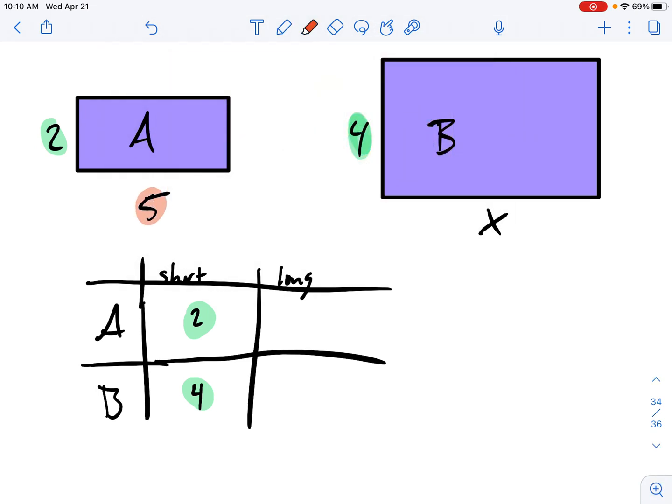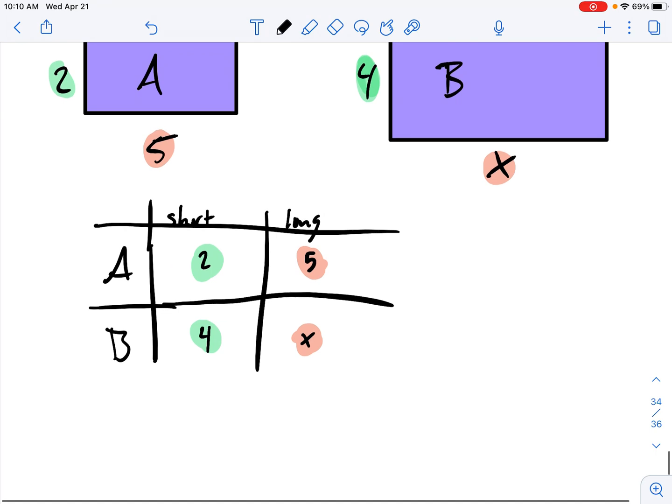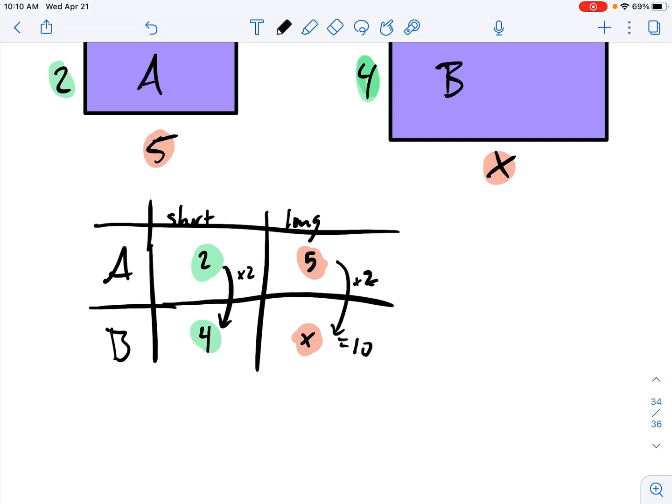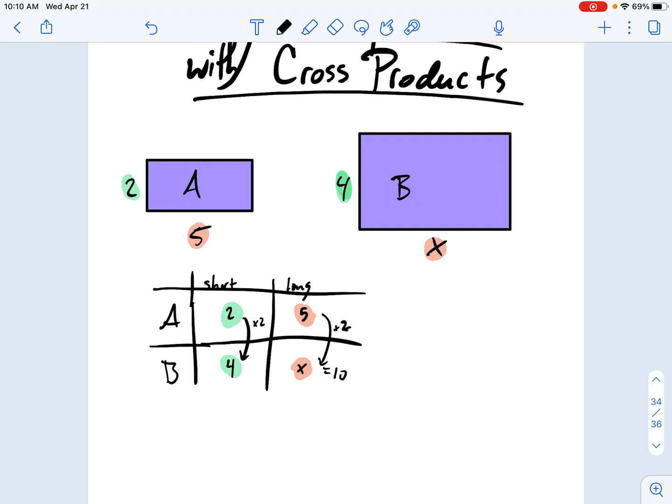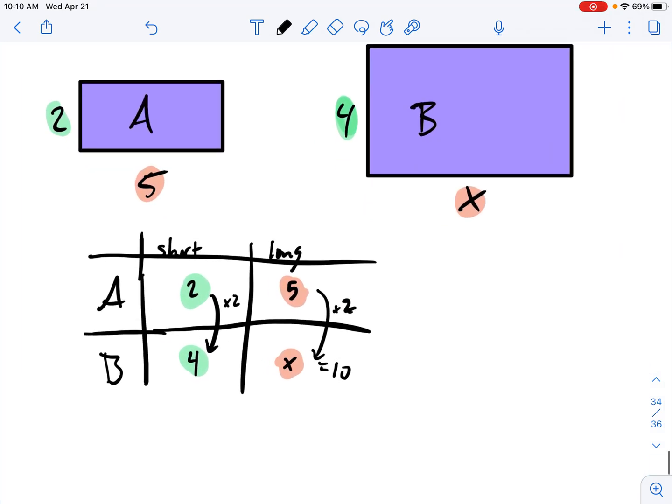Next, the long side of A is 5. And the long side of B is X. And we've been working on how to figure out what X is. One way to do that is to ask yourself, what are you multiplying A by to get to B? This one's nice and easy. It's times 2. So we know that X is going to equal 10. We know that answer, not a big deal. Remember, right now we're not worried about the answer, we're worried about the strategy.